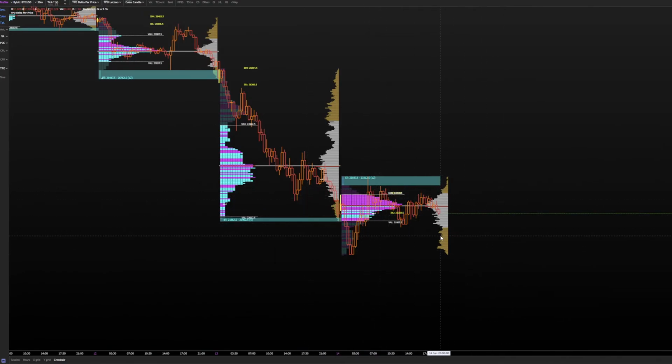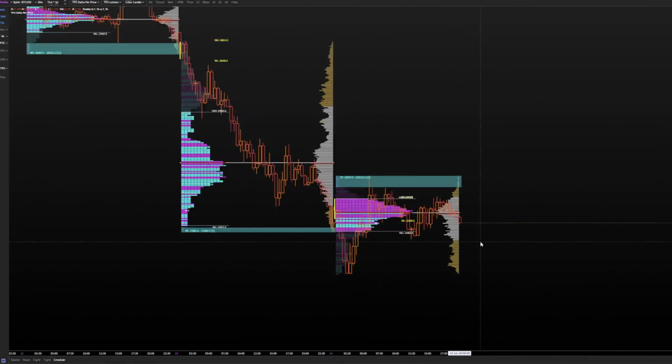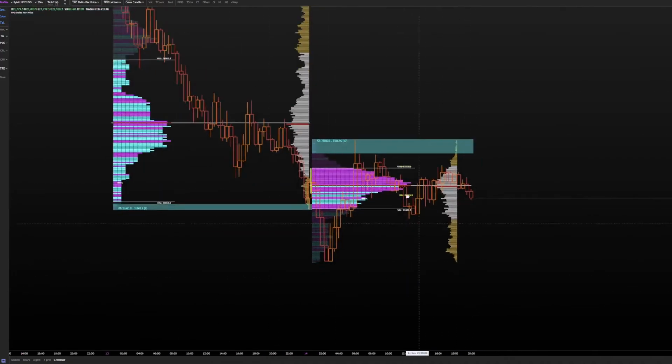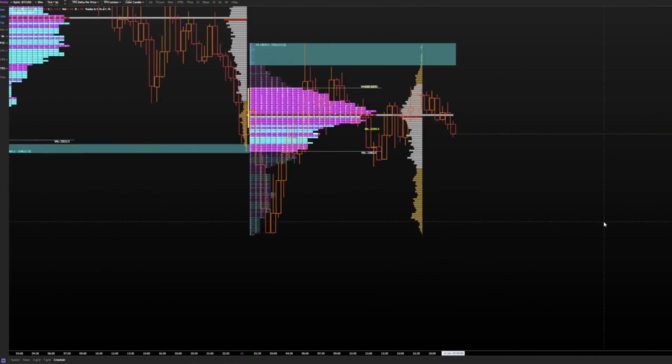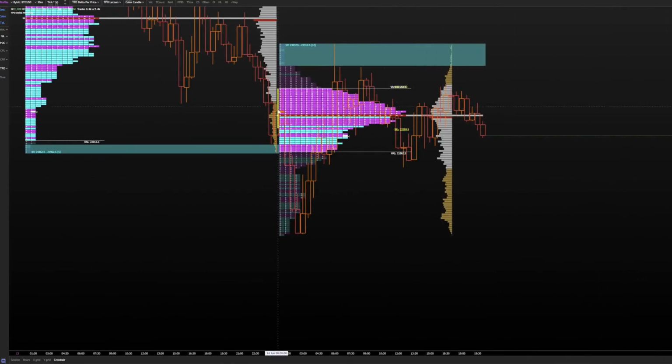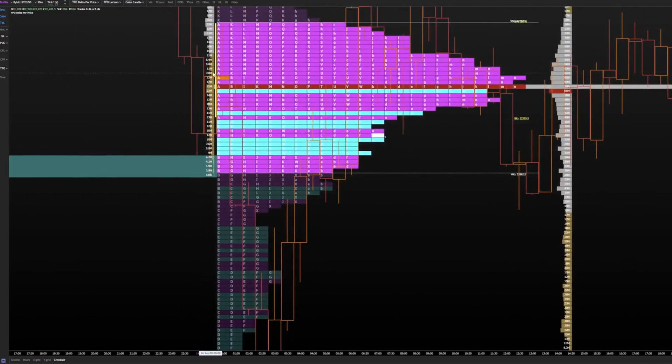Today, what have we got? Well, today so far, this could be an interesting one. Let's have a look. I wasn't planning on doing this, but this is potentially great. Right, so we've got initial balance. We can see here, so price has opened up. Let's zoom in so we can see it.